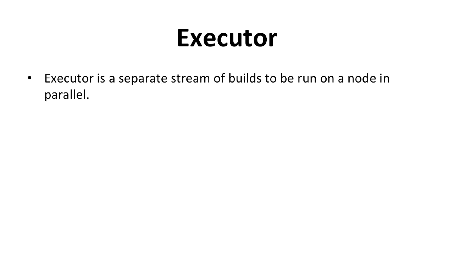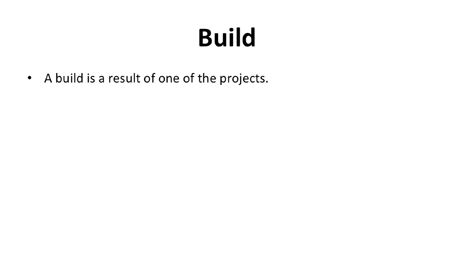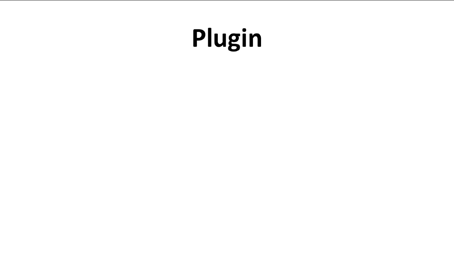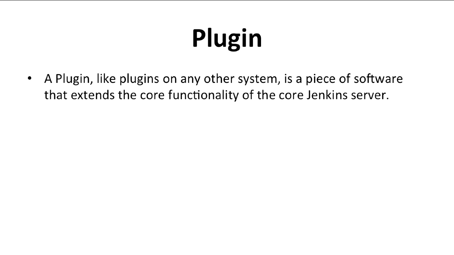Next is Executor. Executor is a separate stream of builds to be run on a node in parallel. A node can have one or more executors. A build is a result of one of the projects. A plugin, like plugins on any other system, is a piece of software that extends the core functionality of the core Jenkins server.